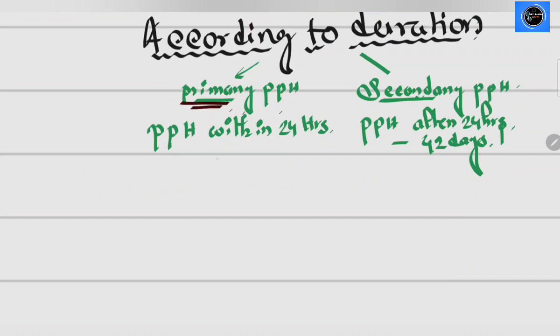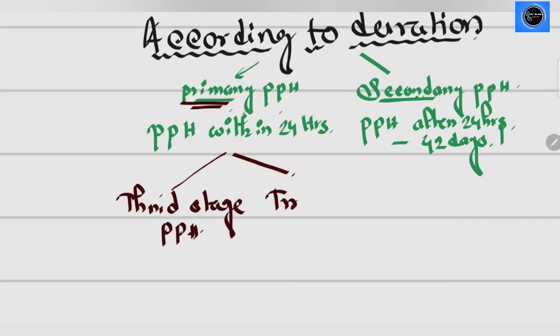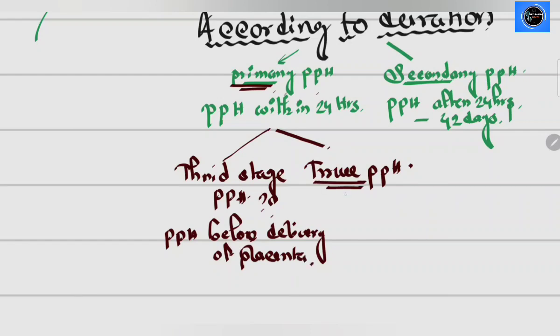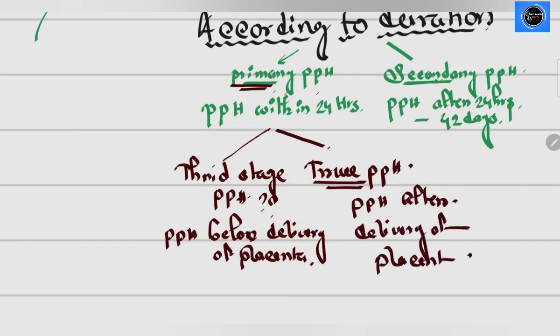Primary PPH is also divided into two types: third stage PPH and true PPH. What is third stage PPH? When PPH occurs before delivery of the placenta. And what is true PPH? When PPH occurs after delivery of the placenta, that is called true PPH.